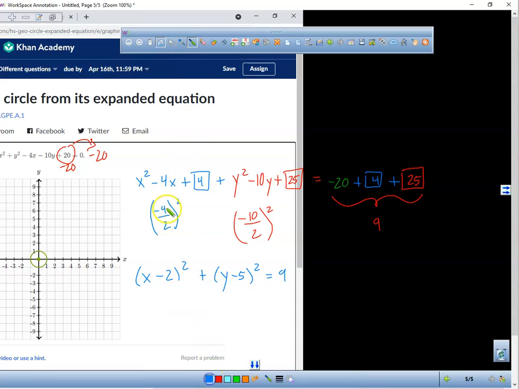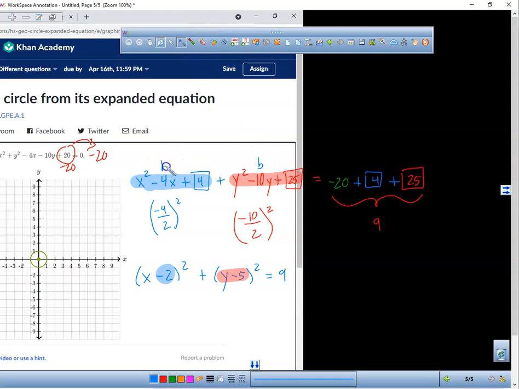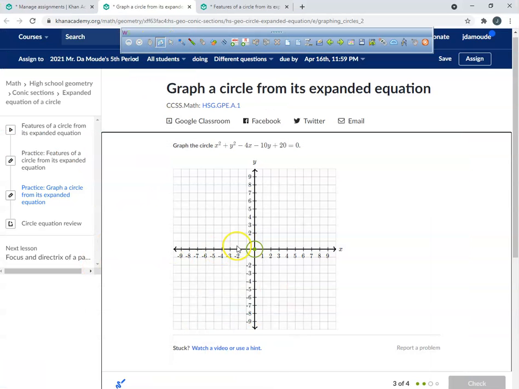This is the part where students sometimes are like, how did you do it? How do I factor this? It's always half the b value. Just like this part. It's always half the b value. You're like, what's the b value? That's the b value in that quadratic. All right. So what's my h value? 2. K value? 5. Radius? 3. So all I do is go over 2, up 5, and make a radius of 3. So I go over 2, up 5, and make a radius of 3, and I'm done.